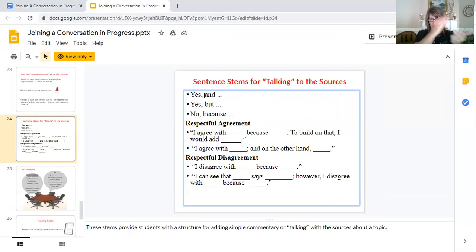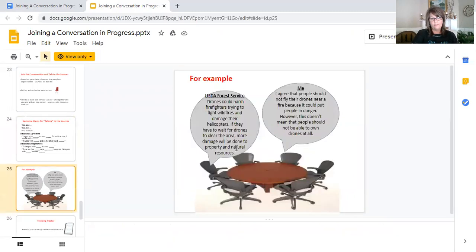Yes, and I agree with this, and here's another reason for what you and I agree on. Yes, you and I agree on this part, but here's where I think your use of drones might be harmful. So while on the whole, we both agree about civilian use. And then if I disagree, I'm going to, of course, do that respectfully. And I might even say, I can see this point, however, I disagree with it because, and then I would give my reasons. And so here's an example.